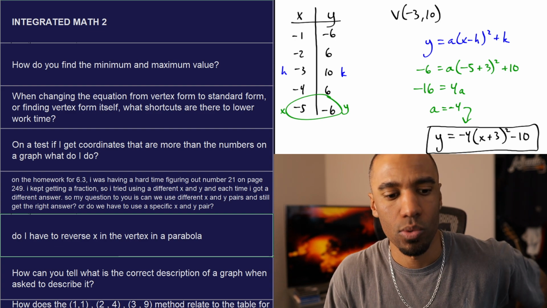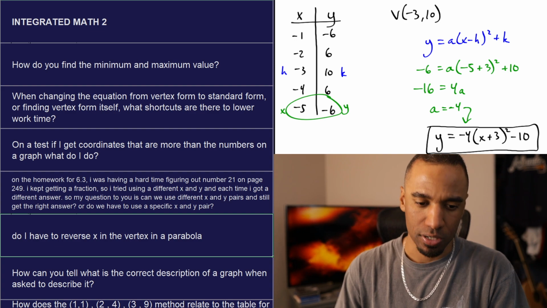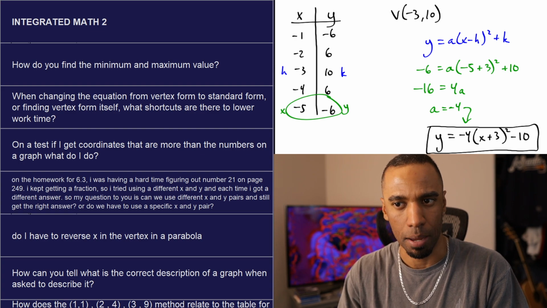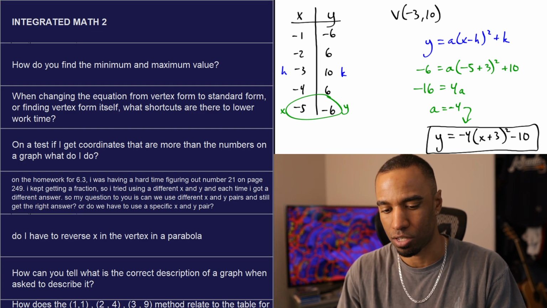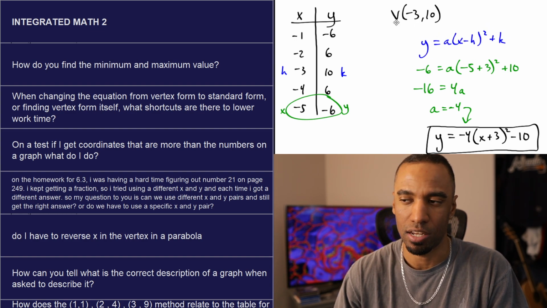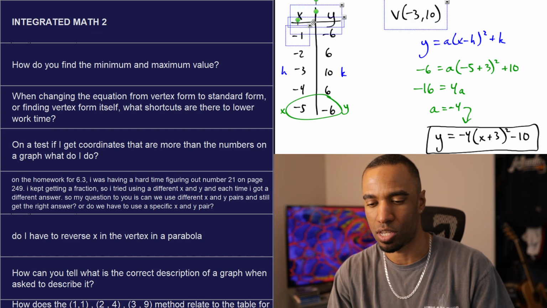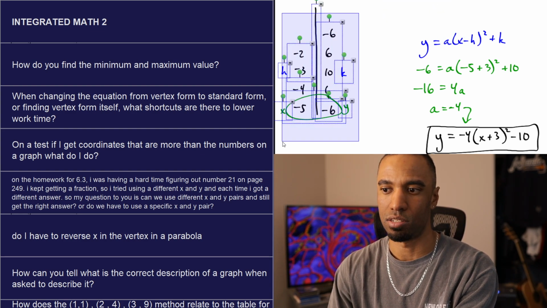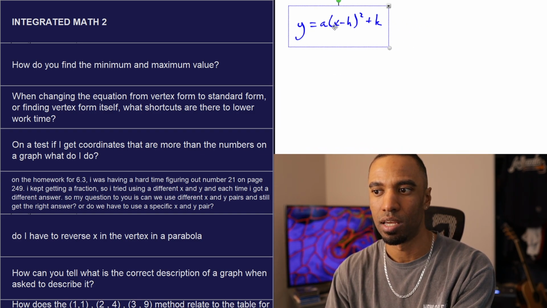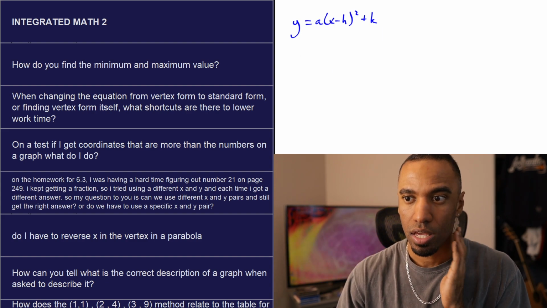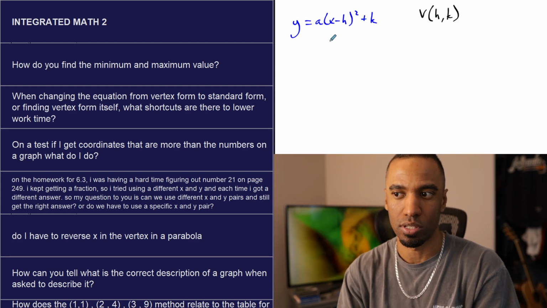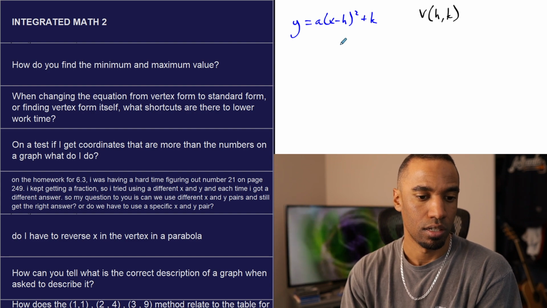All right, the next question says, do I have to reverse x in the vertex in a parabola? If you're talking about writing vertex form, the whole vertex is opposite the same thing. Well, yeah, if you're in vertex form, like this one I have right here, the opposite of -h is +h. There's a reason why it's opposite same that I answered in the last video, and it's kind of probably different than you think. It's not just made up. There's a whole reason behind it, so you might want to take a look at that. So yeah, the vertex here is at (h, k), so you reverse the x, opposite of what's in the form. If that's what you're asking, there you go.